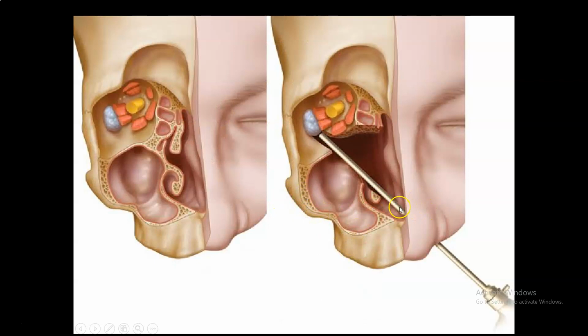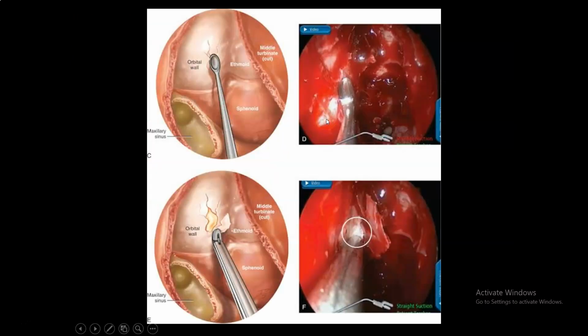Or sometimes transnasal, and you go medial to the middle turbinate through the maxillary sinus, reaching the orbital apex of the other side. Or even you go on the same side and then you reach the ethmoid sinus, the sphenoid and the ethmoid. And the ethmoid sinus, what is lateral to the ethmoid is the orbital wall. The roof of the floor of the orbit is here, and the medial wall of the orbit is here.